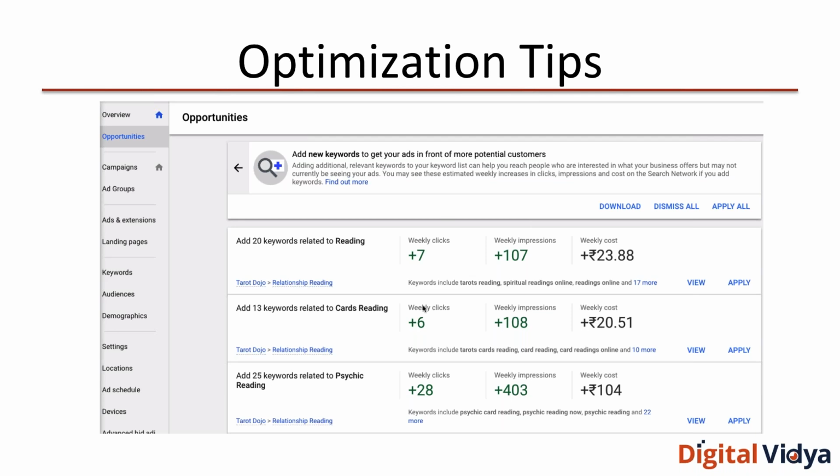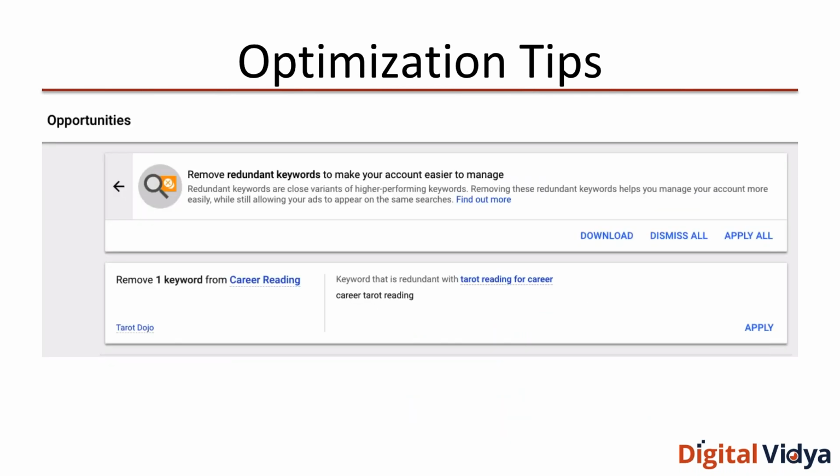You can review these suggestions. If you find something is relevant for you, you can click on apply and it will be applied. Like in this case, if I click apply, this suggestion for these 20 keywords will be applied to the ad group. Is that clear, everyone?